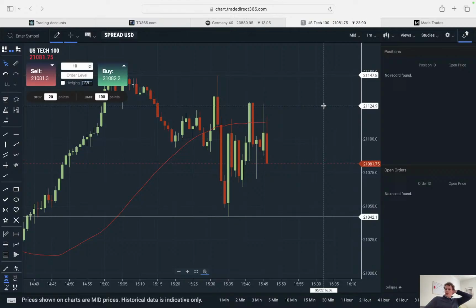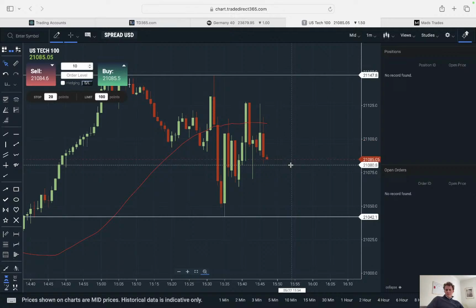So two trades so far. Scalping. There's no break above, no break below. But not really risky today.